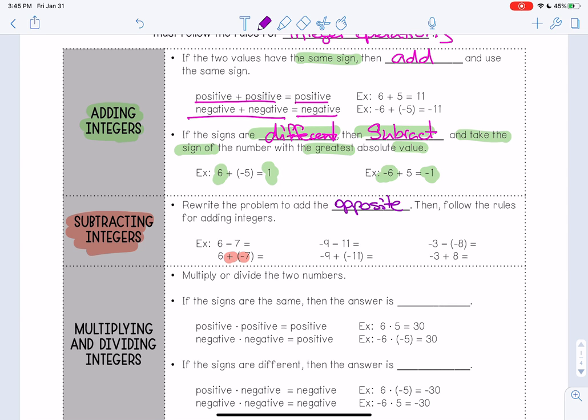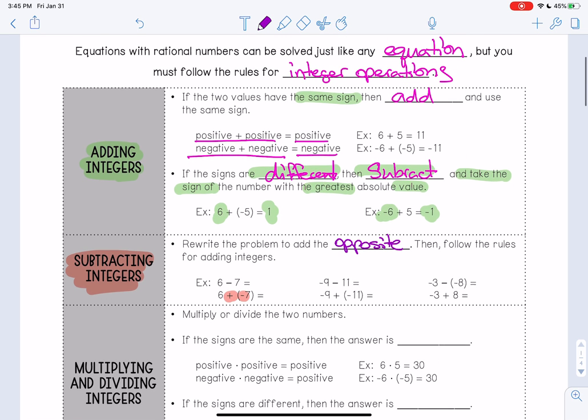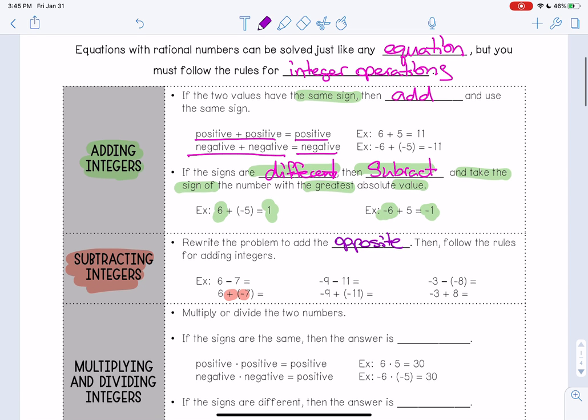Okay? And now that it's an addition problem, now that we're adding, we're going to use the same rules as up here. So in this case, one is positive and one is negative, so we're going to use the different signs, right? And we said right here that different signs you're going to subtract. So 7 minus 6 is 1. And then it says take the sign of the greatest value. Okay, so 7 is bigger than 6. 7 is negative, so this is going to be a negative 1.